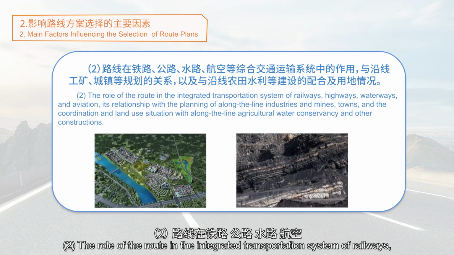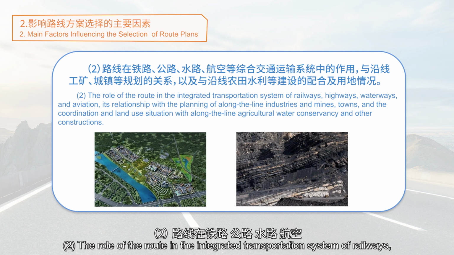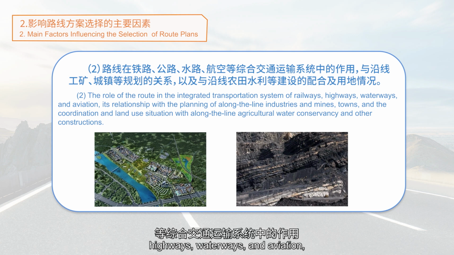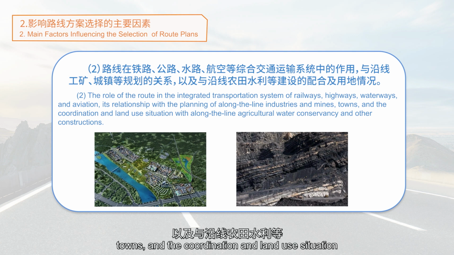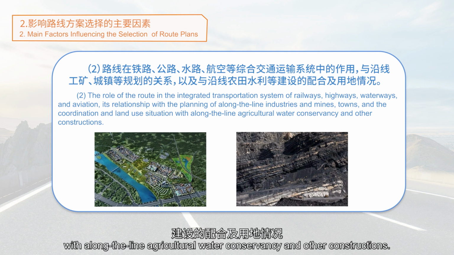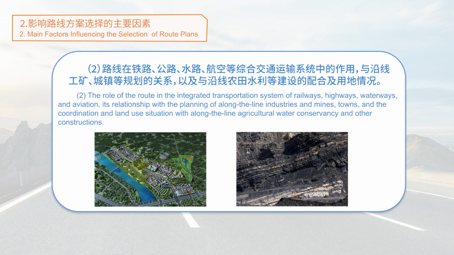2. The role of the road in the integrated transportation system of railways, highways, waterways, and aviation. Its relationship with the planning of along-the-line industries and mines, towns, and the coordination and land use situation with along-the-line agricultural water conservancy and other constructions.